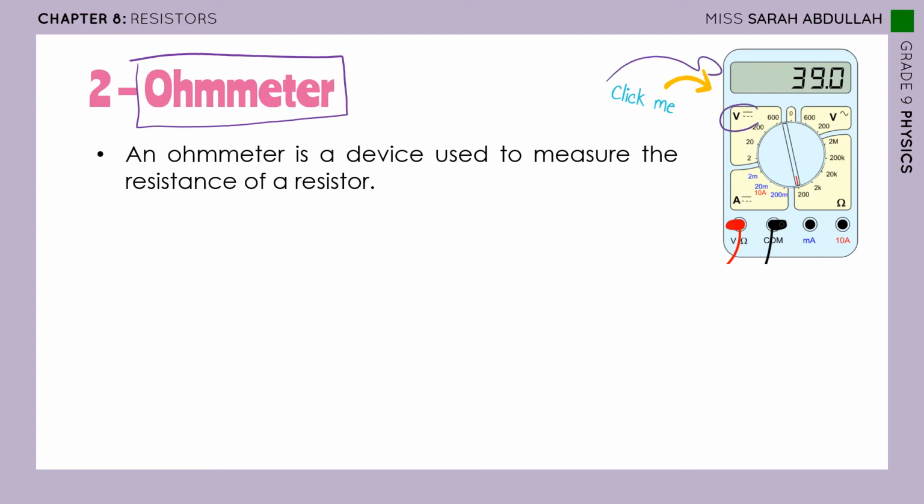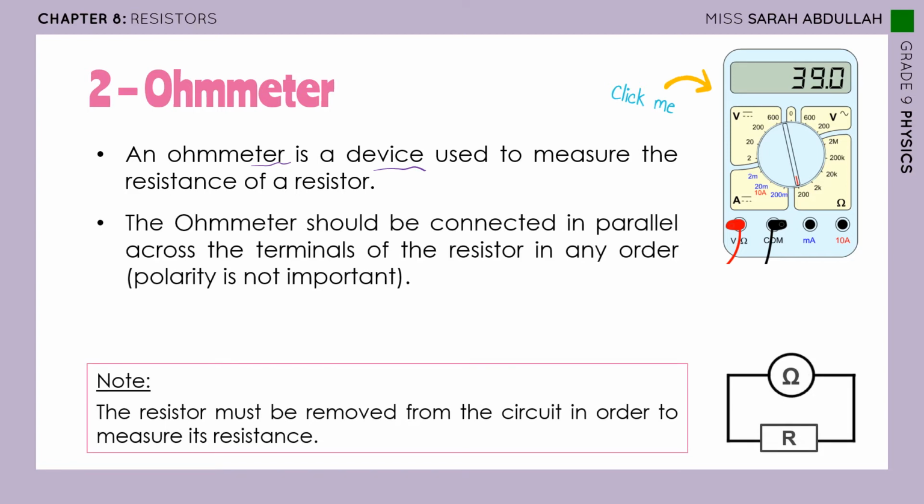Instead of using it for measuring the voltage or the current, we can use it to measure the resistance. So if we use this section of the multimeter, then we will be using it to measure the resistance. So an ohmmeter is a device used to measure the resistance of a resistor. The ohmmeter should be connected in parallel across the terminals of the resistor in any order. So now polarity is not important.